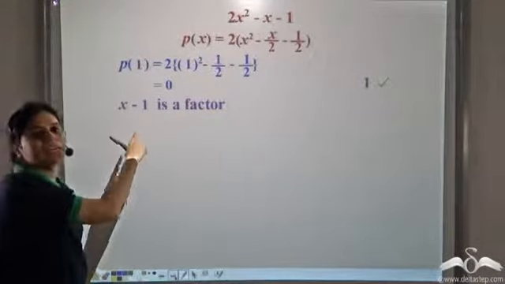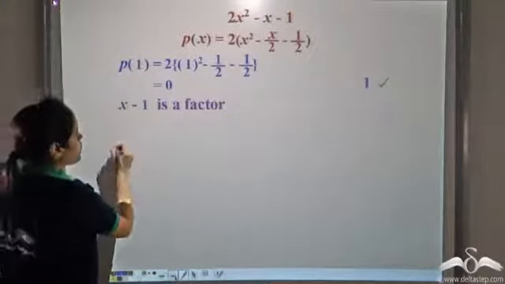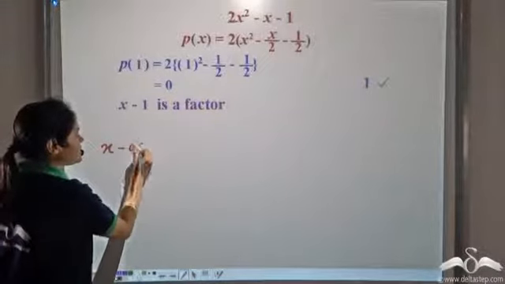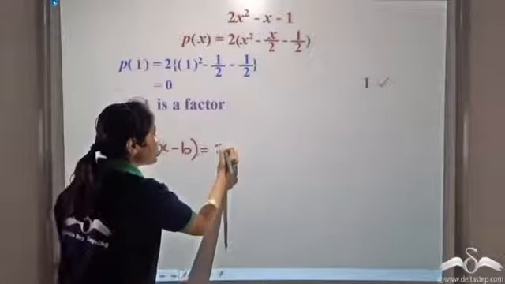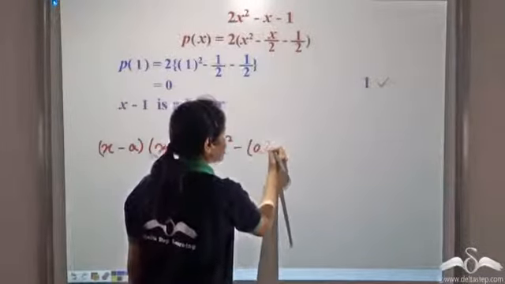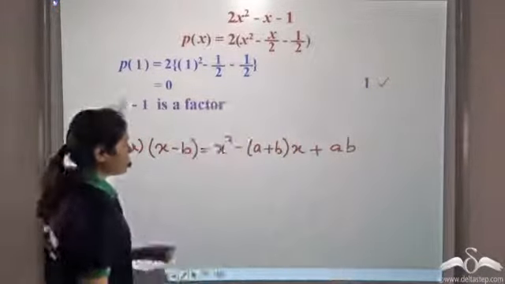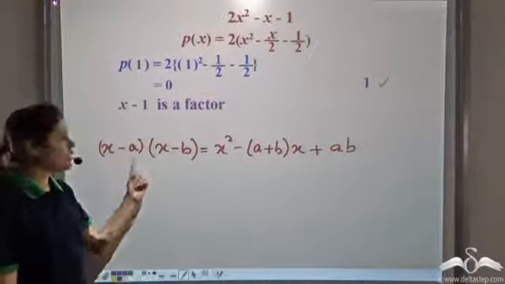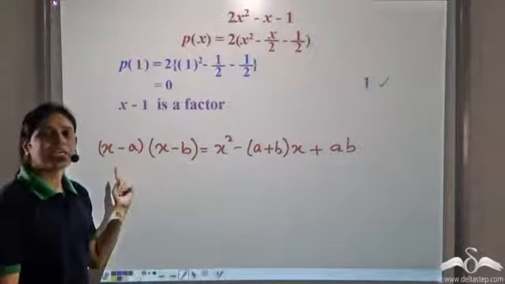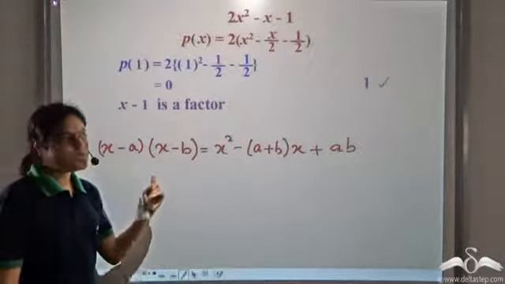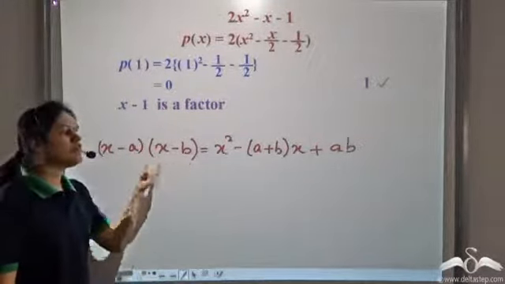Now we have to find the second factor. How do we find the second factor? Now, when we had the identity (x minus a) into (x minus b) is equal to x square minus (a plus b) into x plus ab, we had imposed a restriction on a and b that a and b are integers. But this is true even when a and b are not integers. This is true for any real values of a and b. So a and b could be any numbers.